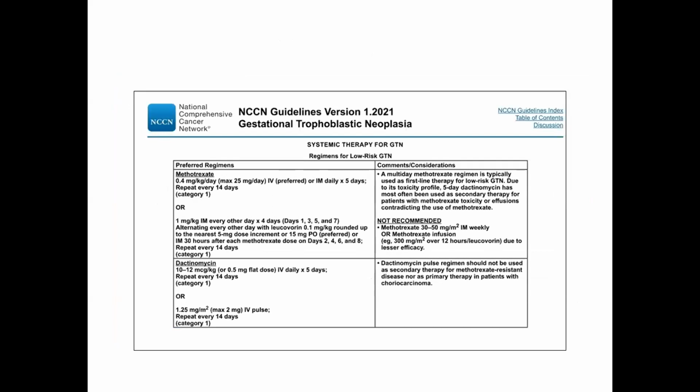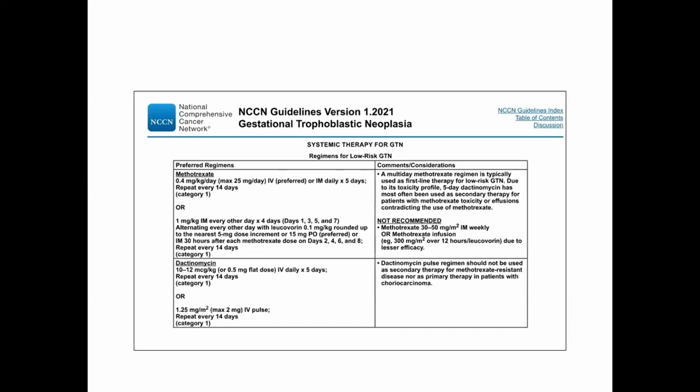Now the systemic therapy for GTN for low risk, the single drug agent is generally recommended either in the form of IV methotrexate or IV dactinomycin. A multi-day methotrexate regimen is typically used as a first line therapy for low risk GTN, and due to its toxicity profile, 5-day dactinomycin has most often been used as a secondary therapy for patients with methotrexate toxicity or effusions, contradicting the use of methotrexate.